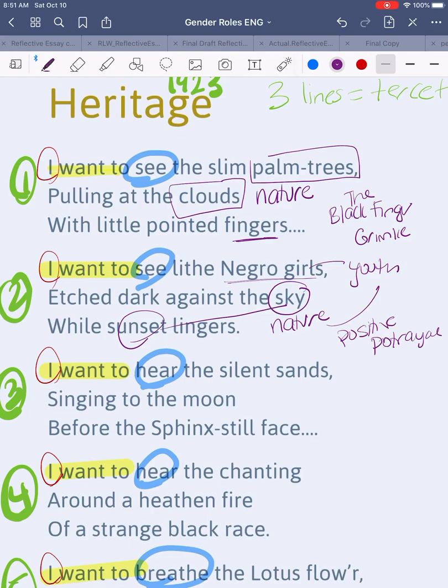Now let's get to the third stanza. In the third stanza, we see a reference to the Sphinx. So that's taking us back to Africa, which echoes the theme of heritage. So we see that there.